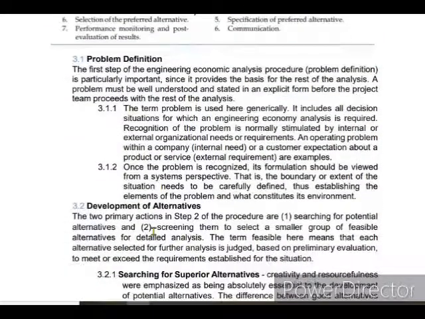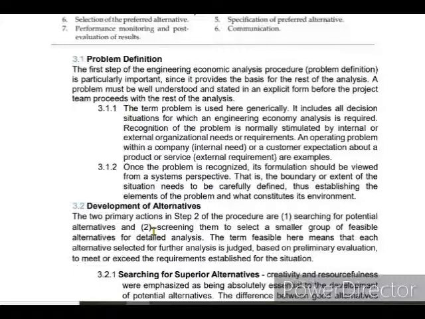Next, 3.1, problem definition. The first step of engineering economic analysis procedure, the problem definition, is particularly important. Why? Because it provides the basis for the rest of the analysis. Okay, so we are just basing our analysis from the problem. We should not go beyond the scope of the problem, otherwise we will commit mistakes.